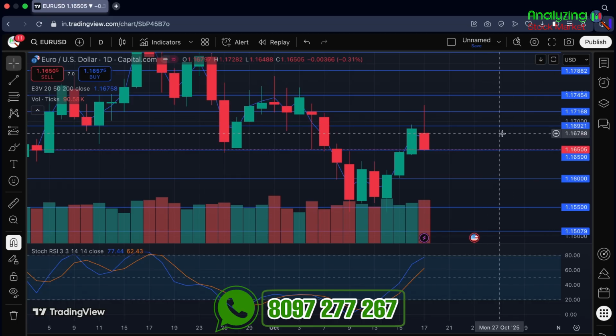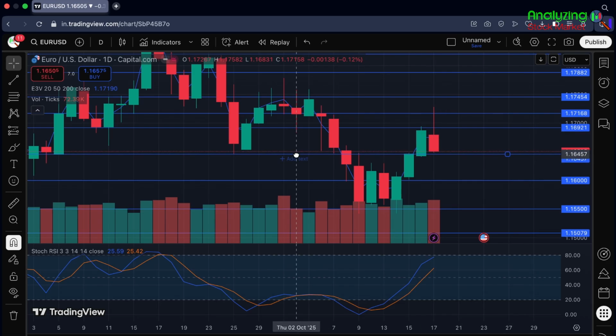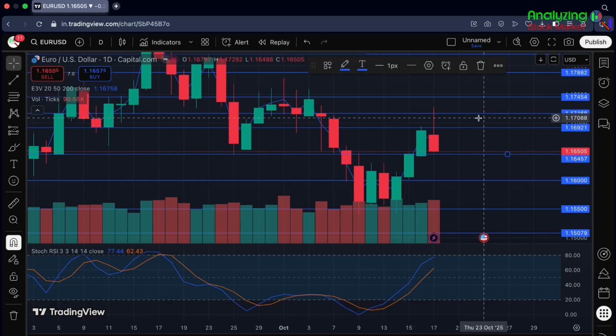Currently, on the one-day chart, there are already some support and resistance zones marked. We just have to make a few changes that I'm currently doing. You can do that on your chart as well.